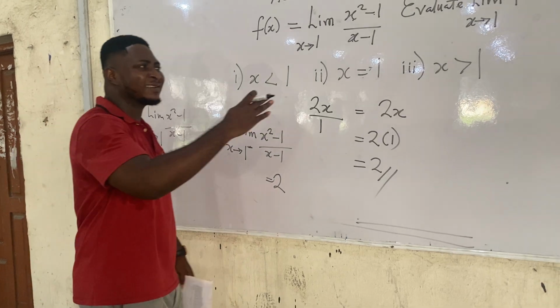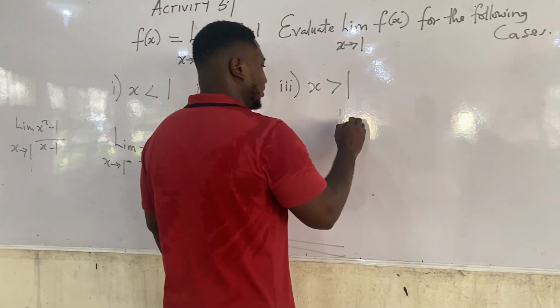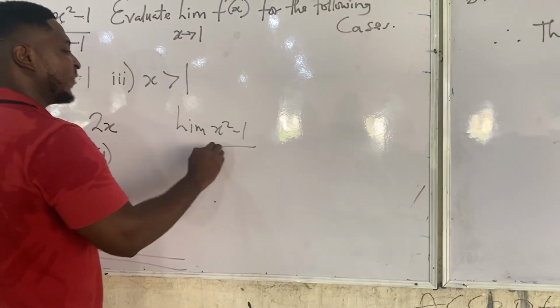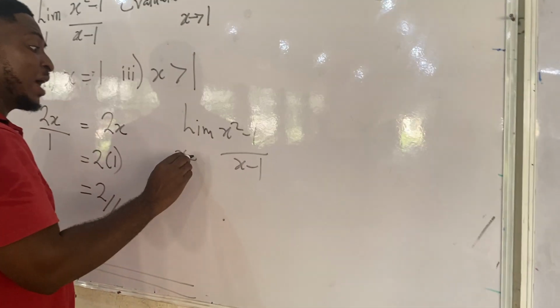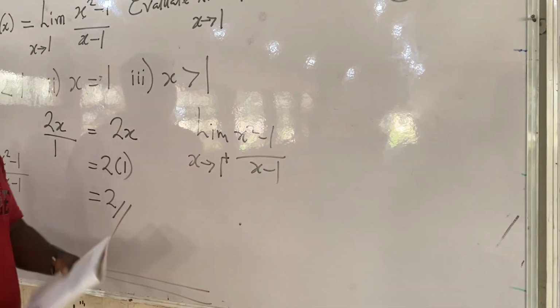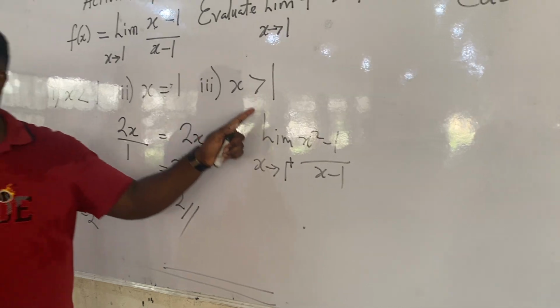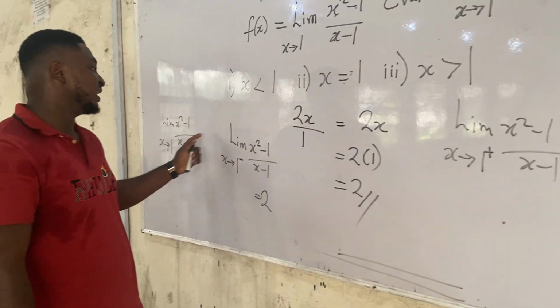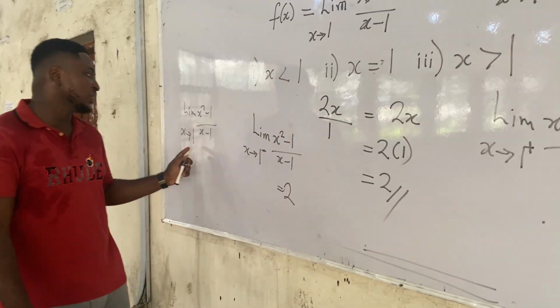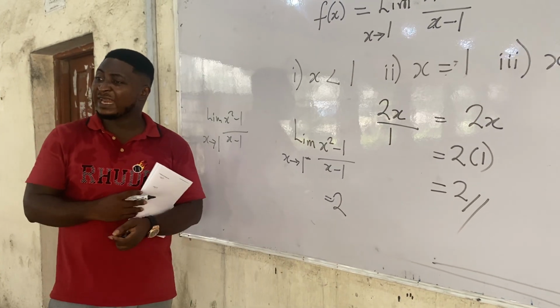And the third one, x greater than 1, will be lim x squared minus 1 all over x minus 1 as x tends to 1 plus. This positive is showing that this is the right hand. This negative is showing that this is the left. And this one is showing that this is the real limit. Now don't forget that they all have the same answer.